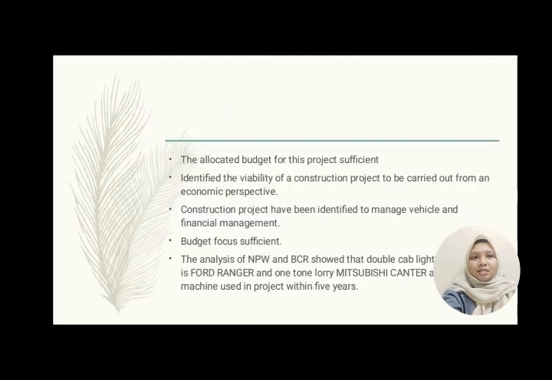The first one is that the allocated budget for this project is sufficient. Second, we identified the viability of a construction project to be carried out from an economic perspective. Third, construction projects have been identified to manage vehicle and financial management. The fourth one, the budget is sufficient. And the last one is that the NPW analysis shows that the double cab light pickup truck is the Ford Ranger and the 1-ton lorry is the Mitsubishi Canter, as suitable machines to be used in the project within 5 years.